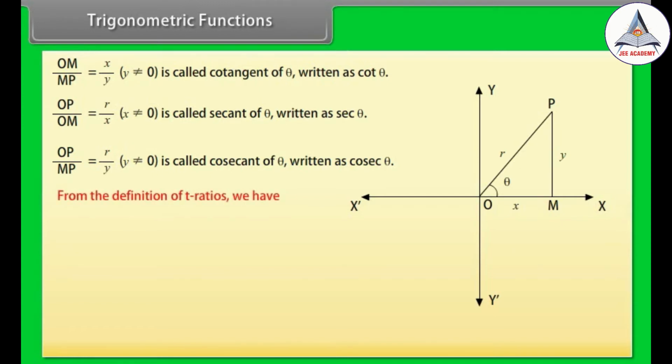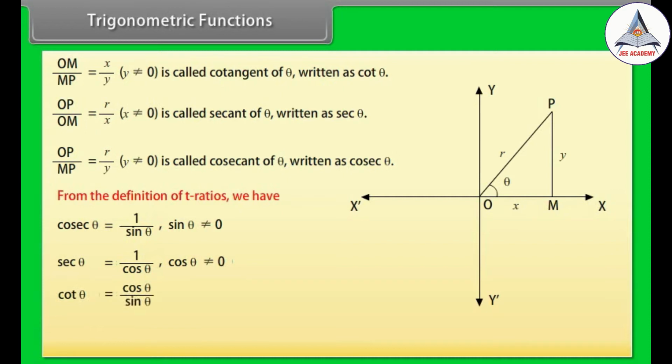From the definition of T ratios, we have cosec theta equal to 1 by sin theta, sin theta not equal to 0. Sec theta is equal to 1 by cos theta, cos theta not equal to 0. Cot theta is equal to cos theta upon sin theta, sin theta not equal to 0. Tan theta is equal to sin theta by cos theta, cos theta not equal to 0.